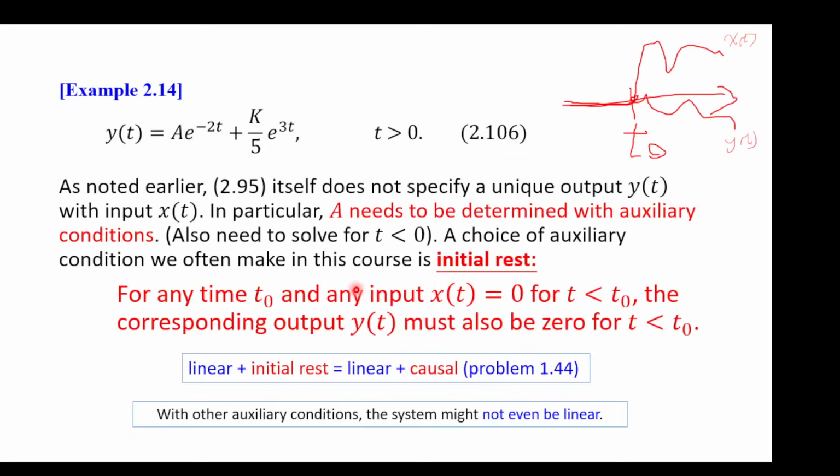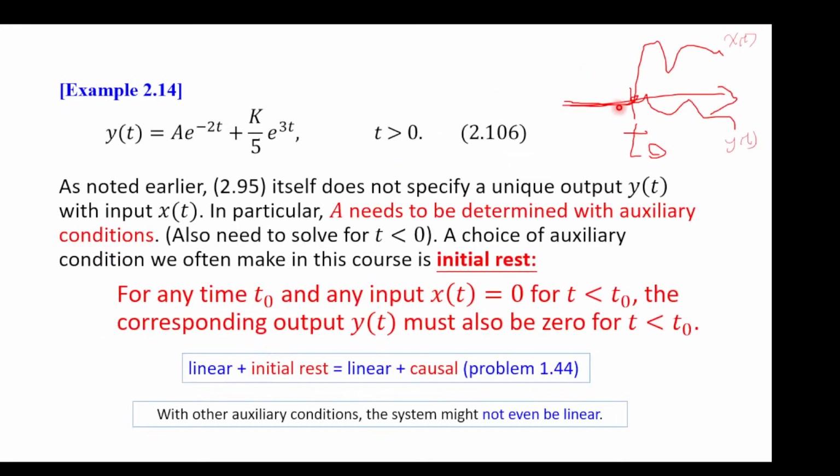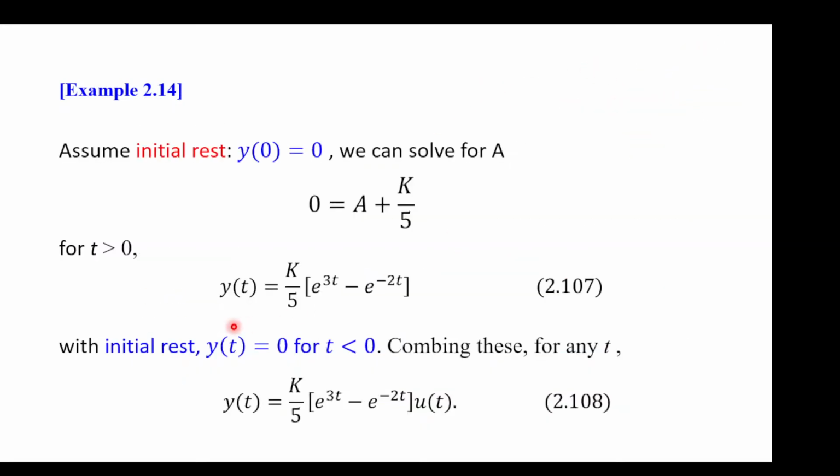And yeah, so this is the e to the 3t part, and minus e to the minus 2t. Okay, so this is for t bigger than 0. And as we said, with the initial rest, we also automatically get y of t for t less than 0. It's just 0, because it's specified by initial rest. So y of t equals 0 for t less than 0 by initial rest.